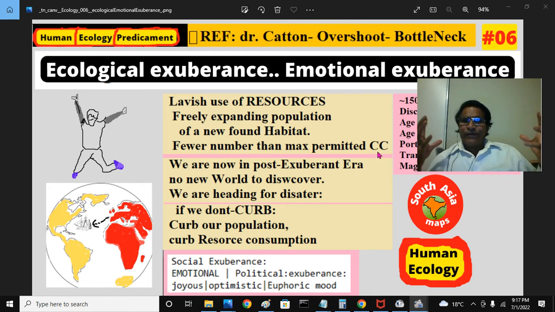It developed an exuberance. This exuberance is due to ecological exuberance, because for this organism, the European settlers and colonizers, there was a new habitat, virgin soils, virgin forests, plenty of coal later, plenty of oil, minerals and metals made available. That ecological exuberance led to political exuberance, social exuberance. They started talking about liberty, democracy. That's why the United States developed.